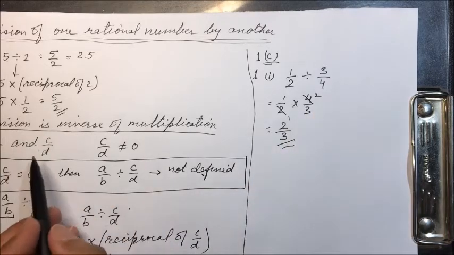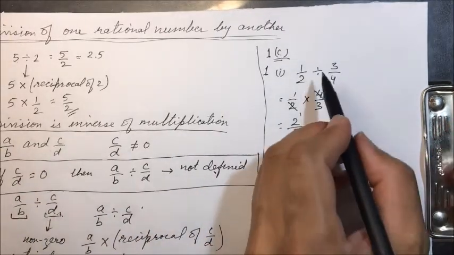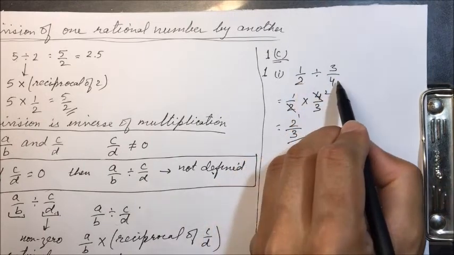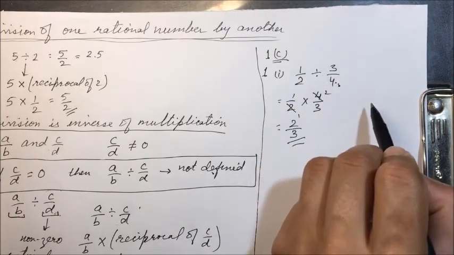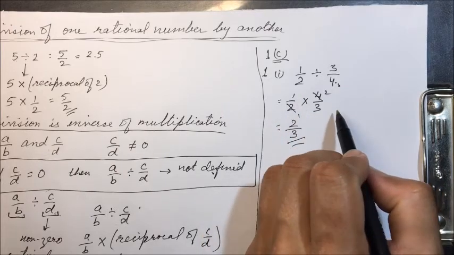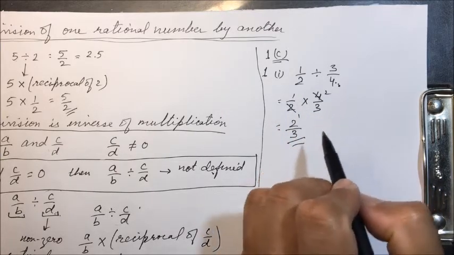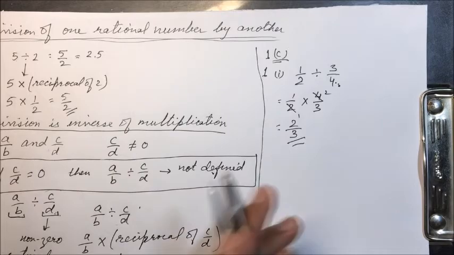So when we divide one rational number by another non-zero rational number, the result is always a rational number. This property is called closure property.